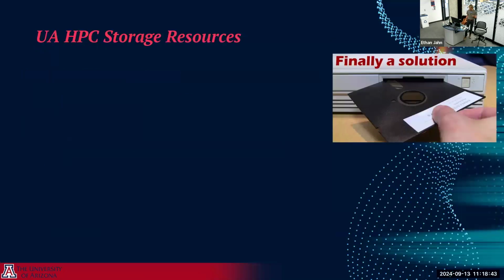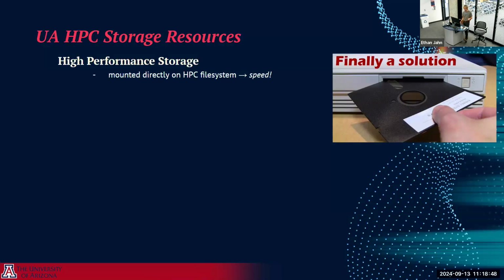So now we'll talk about all of the different shares that are on the HPC file system. So our high performance storage. This is mounted directly on the HPC file system, meaning that it's much faster than other types of storage because it's so easily accessible to the HPC. The 3 shares that are available under the high performance storage are home. So every single user gets a directory under home / some number / your username. And this directory gets 50 gigabytes.